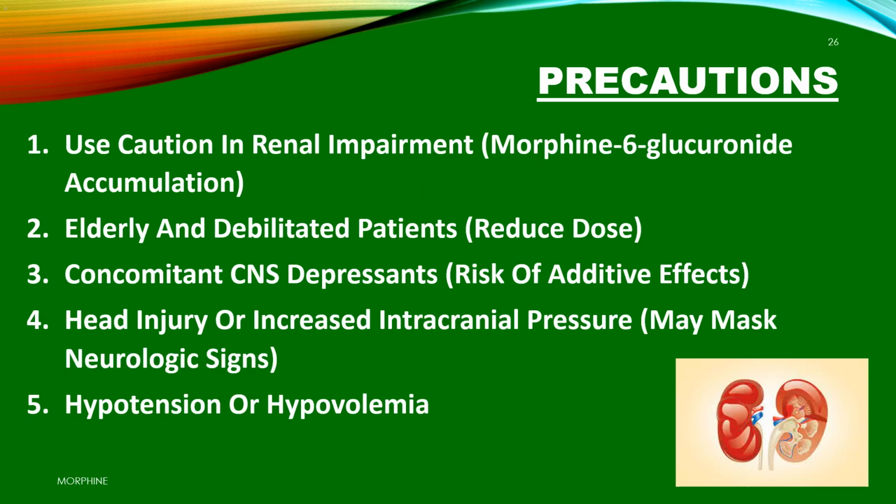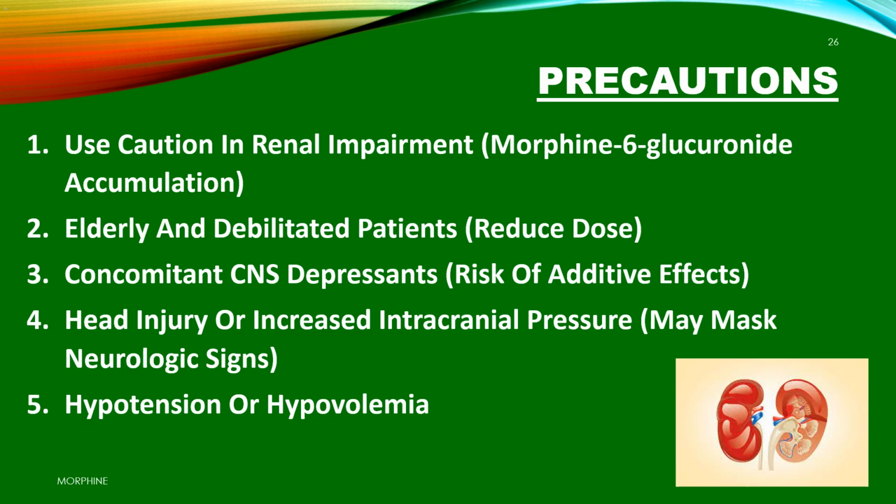Precautions for morphine use. 1. Renal impairment. Use caution in patients with renal impairment, as morphine 6-glucuronide, an active metabolite, can accumulate and increase the risk of adverse effects. 2. Elderly and debilitated patients. Reduce the dose of morphine in elderly and debilitated patients, as they may be more sensitive to its effects and more susceptible to side effects. 3. Concomitant CNS depressants. Use caution when administering morphine with other CNS depressants, as the risk of additive effects, such as respiratory depression and sedation, is increased.